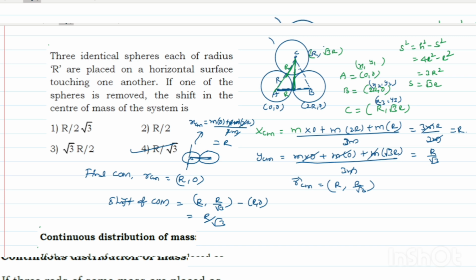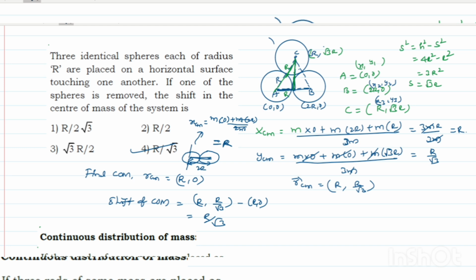Students, after removal, I am just giving it somewhat clearly here. This is M into 0 plus the second mass, which is also M and located at 2R distance, divided by the total mass 2M. So this 2M gets cancelled, and we will be getting R. So R by root 3 is the correct answer.